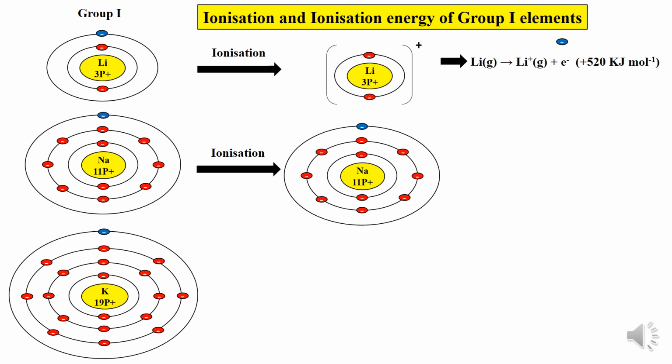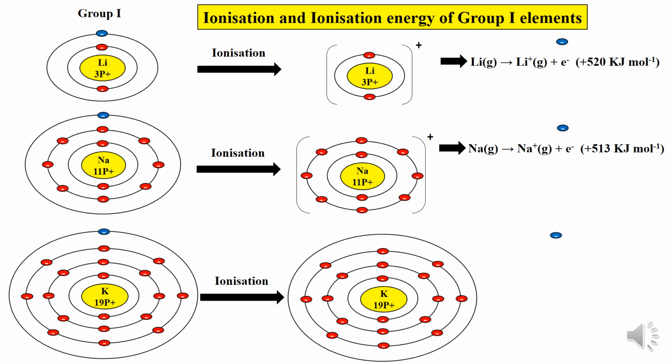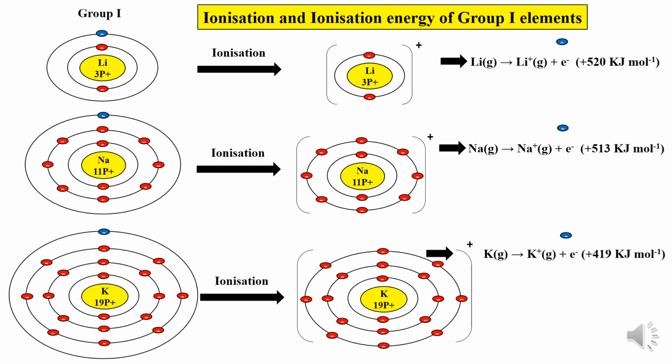While in case of sodium, it undergoes ionization, loses its outermost valence electron, changes into a sodium ion, and 513 kilojoules per mole of energy is required to remove this valence electron from the sodium atom. And when potassium undergoes ionization, potassium loses its outermost valence electron, changes to a potassium ion, and 419 kilojoules per mole of energy is required to remove the valence electron from potassium.